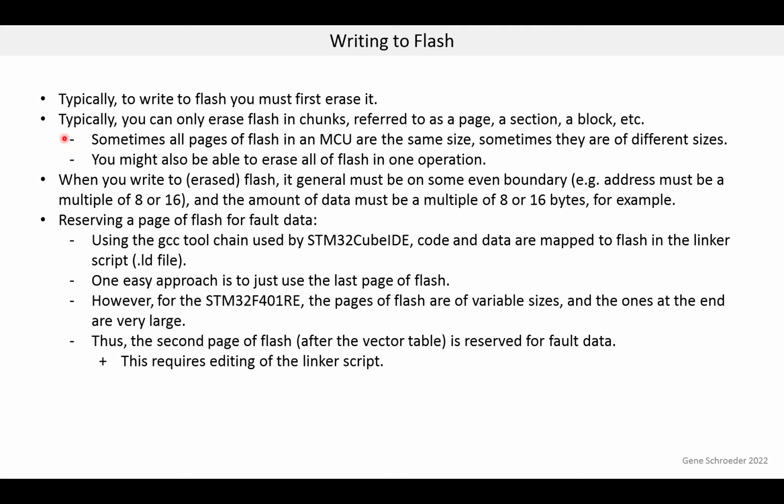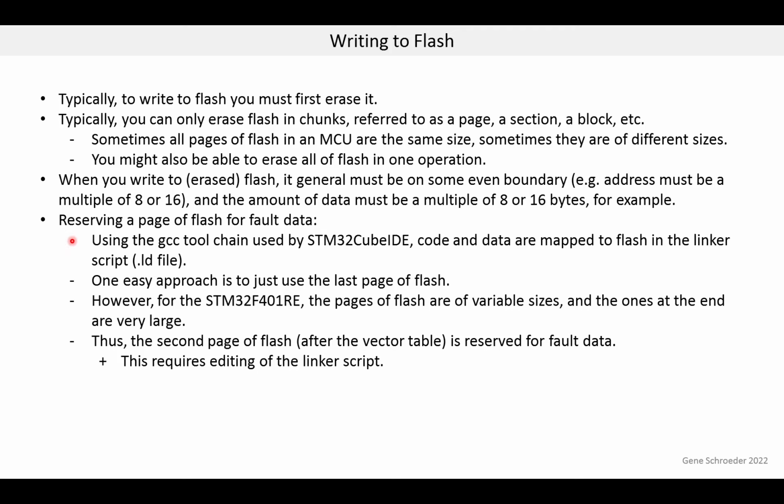For the MCU we are using, they are different sizes. You might also be able to erase all the Flash in one operation. We don't do that, but just wanted to point that out. Now, when you write to this erased Flash, it generally must be on some even boundary. For example, the address must be a multiple of 8 or 16, and the amount of data must be a multiple of 8 or 16 bytes, for example. So we need to reserve a page of Flash for fault data.